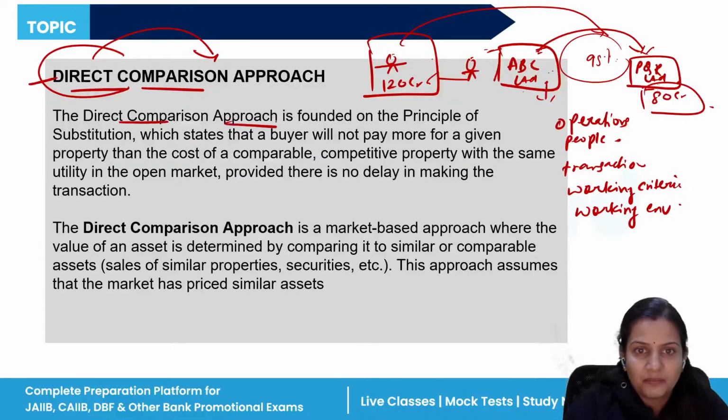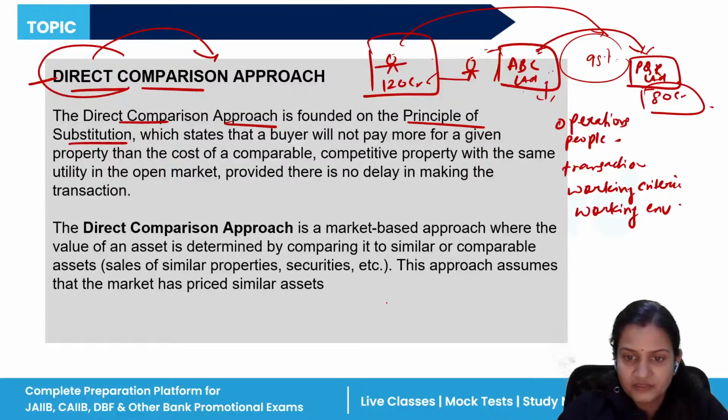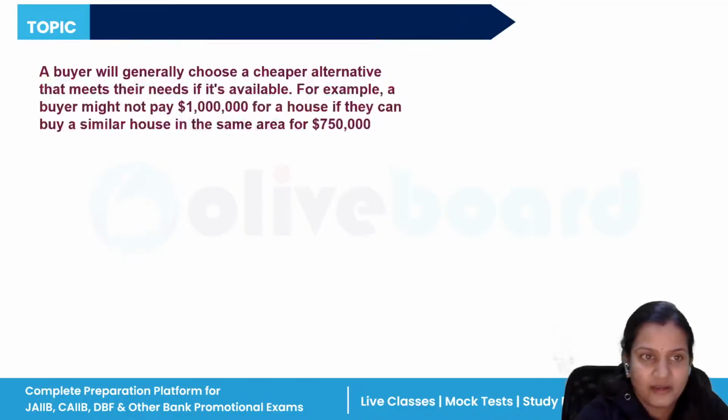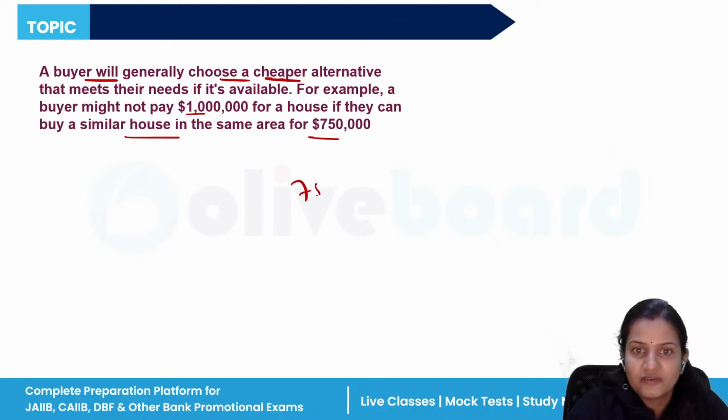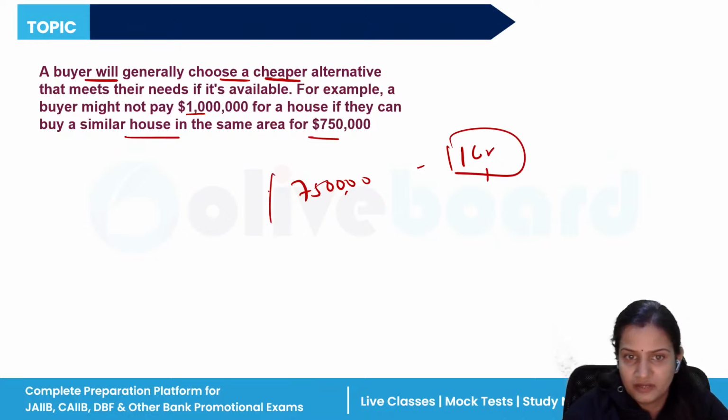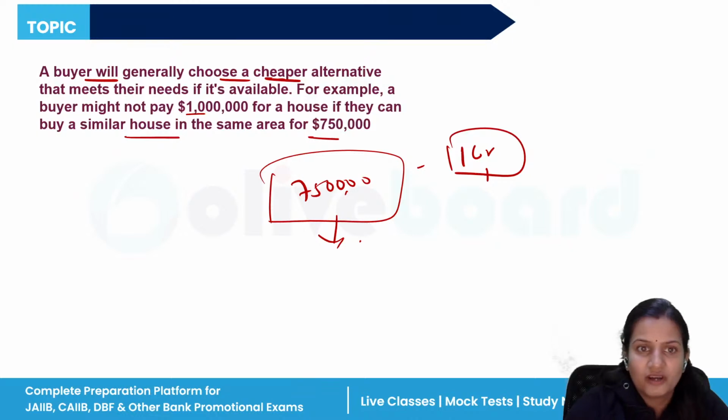The direct comparison approach is founded on the principle of substitution. What is the principle of substitution? It is like when I want to purchase land, say 1 acre. A buyer will generally choose a cheaper alternative. If a buyer is getting a similar type of house in the same area for 7,50,000, why would the buyer pay 1 crore for it? Definitely the buyer will purchase the cheaper house. So the buyer generally chooses a cheaper alternative that meets their needs if it is available.